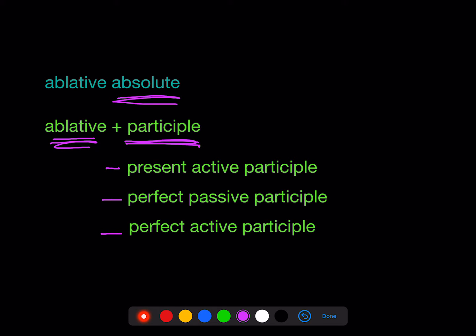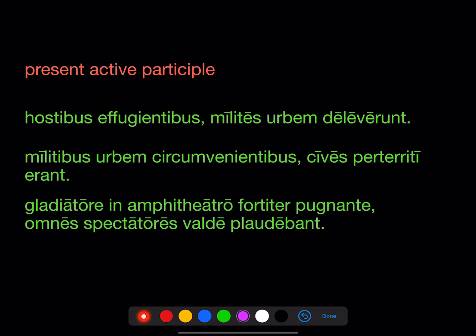What does that mean? Think of an absolute ruler. An absolute ruler rules all by himself. He doesn't have to take advice from anyone else. So an ablative absolute is all by itself in a sentence. It's not involved grammatically with the rest of the sentence. Okay, let's take a look at some examples.